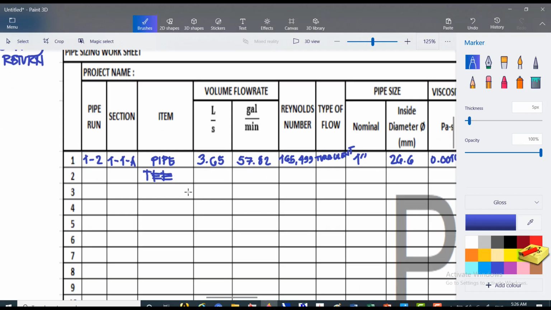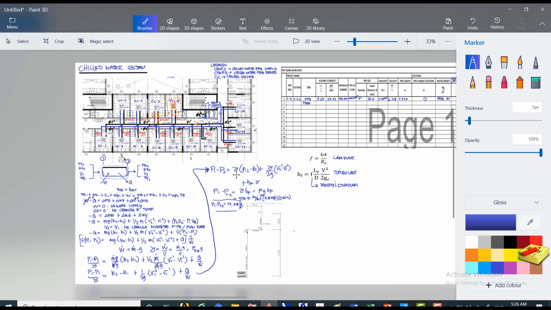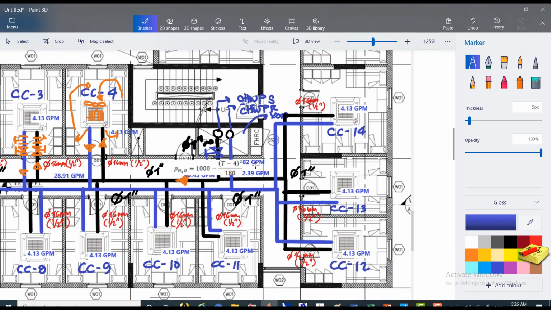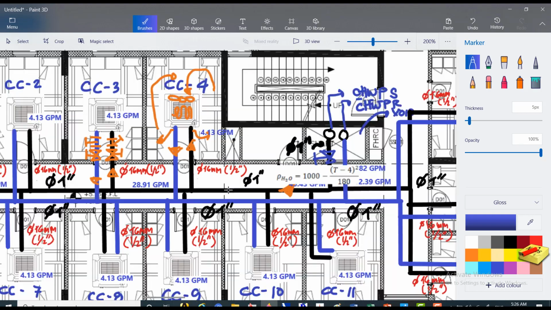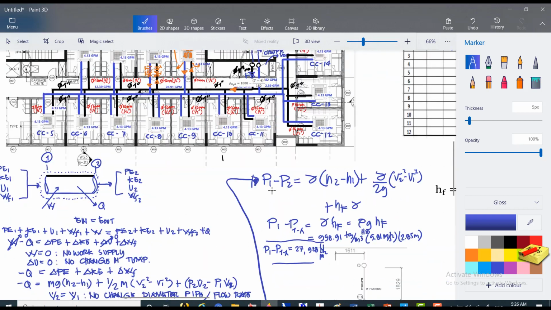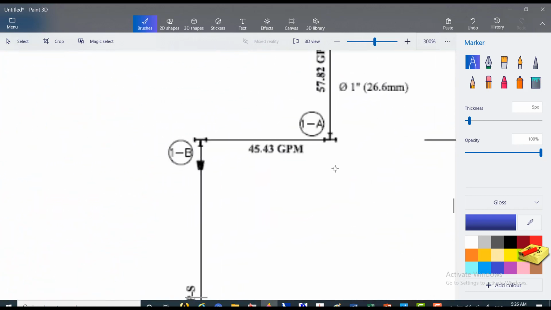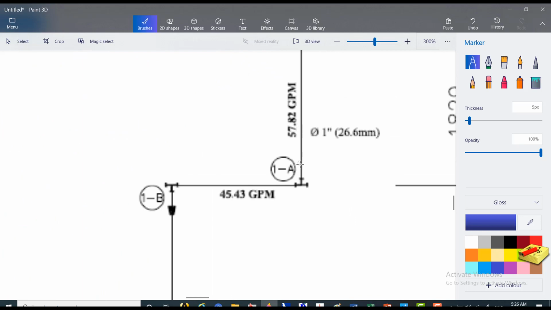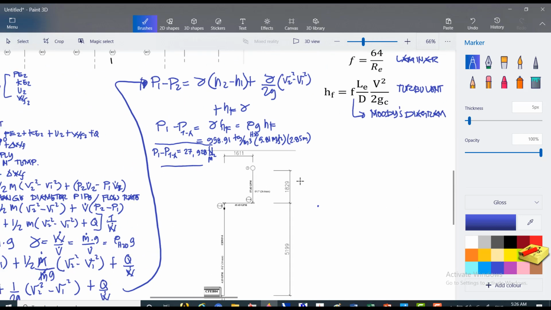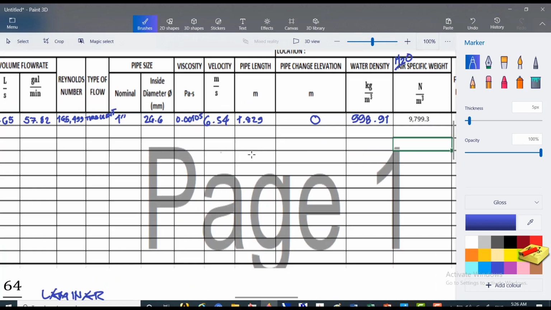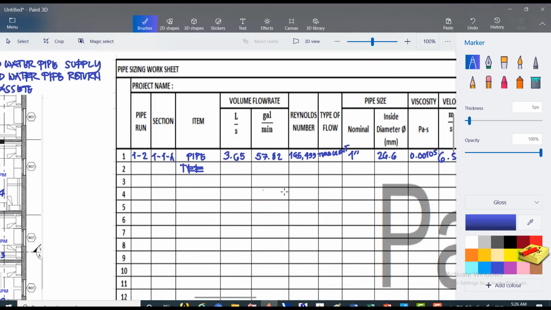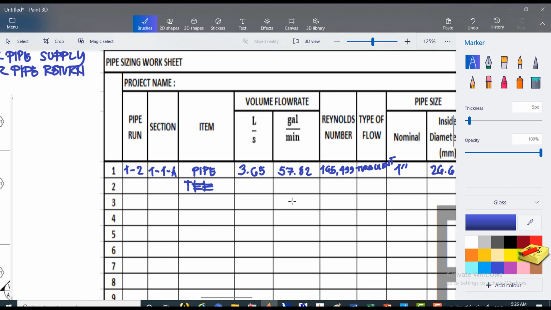And the flow rate, it changes now. So we have 57.82 entering, then 45.43 leaving at the branches. So we can input here the flow rate, which is 45.83.